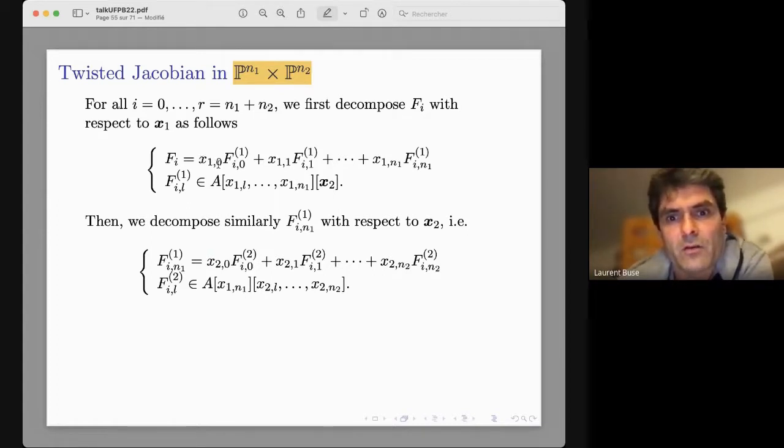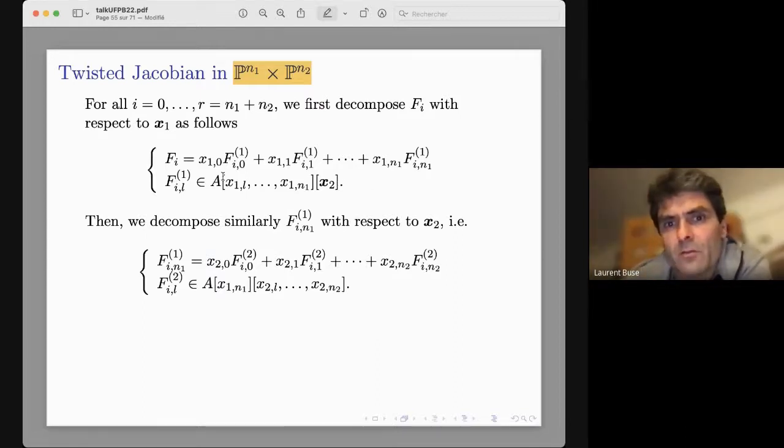So you see here, x10, x11, up to x1,n1. These variables are the variables of the first projective space, P^n1. So you decompose Fi with respect to all these variables, and you choose some coefficients Fi0, Fi1, up to Fi,n1. You can always do that, because Fi is homogeneous with respect to the first P^n1. You can have many choices for doing that. Here we put a choice, but this is not very important. You can take any decomposition like this.